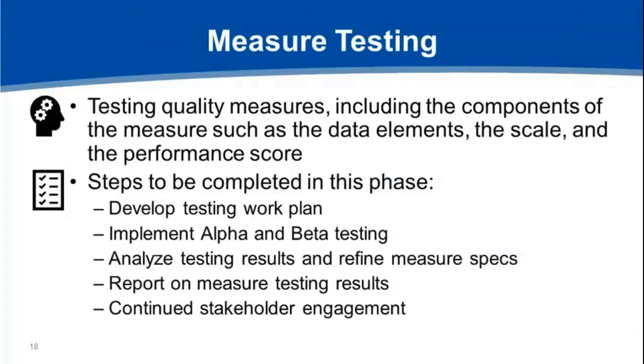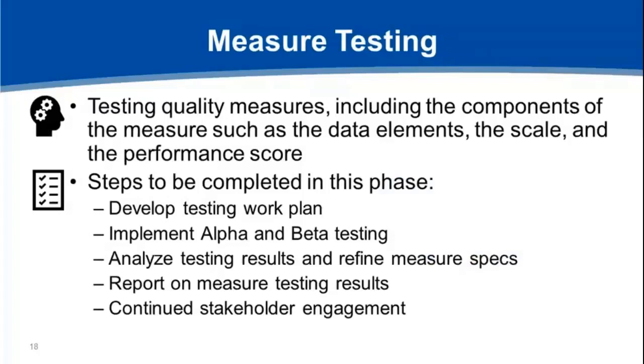So as I said earlier, measure specification flows right into measure testing, which involves both qualitative and quantitative assessments of the measure to demonstrate its readiness for use in a program. This phase is fairly time-consuming. It begins with the development of a test plan, which often lays out testing in two phases, alpha and beta.